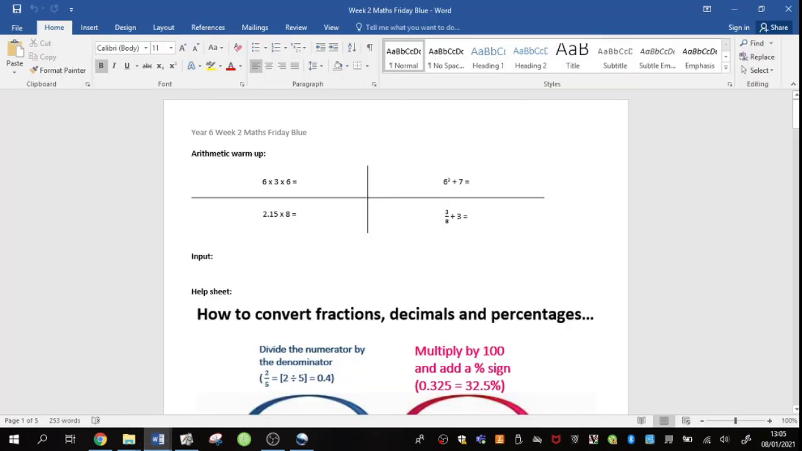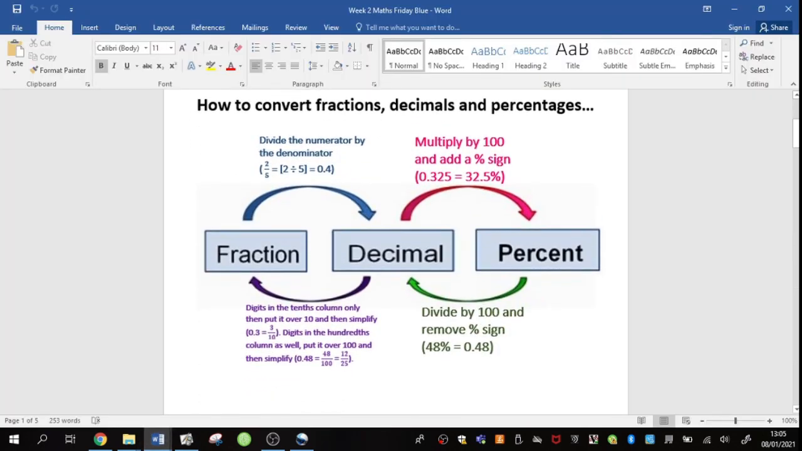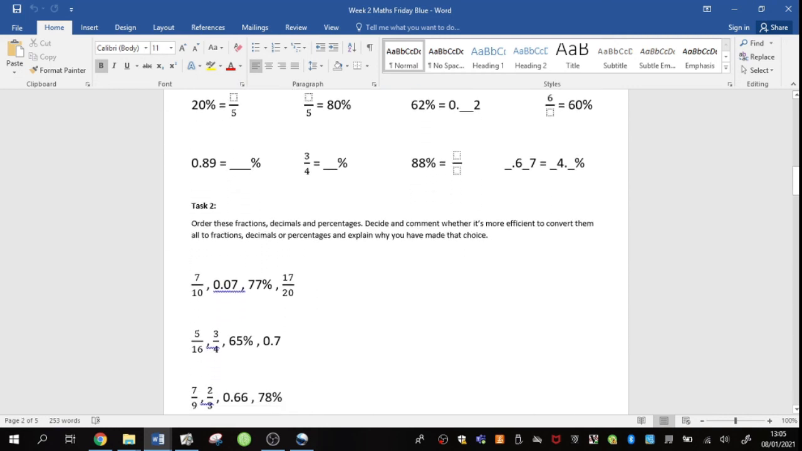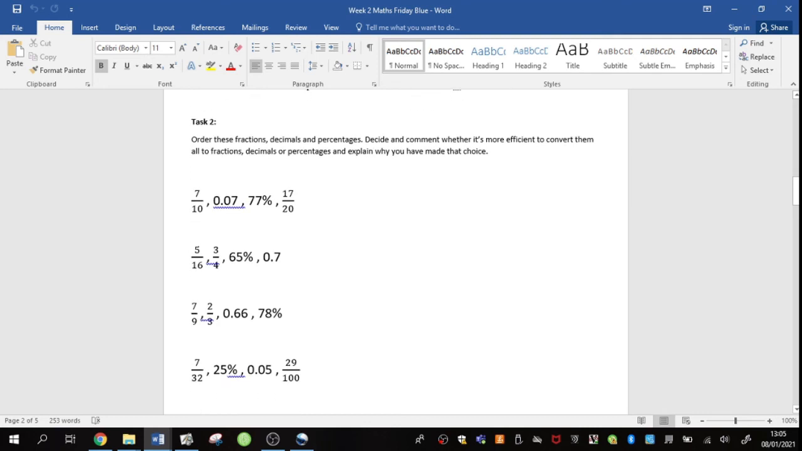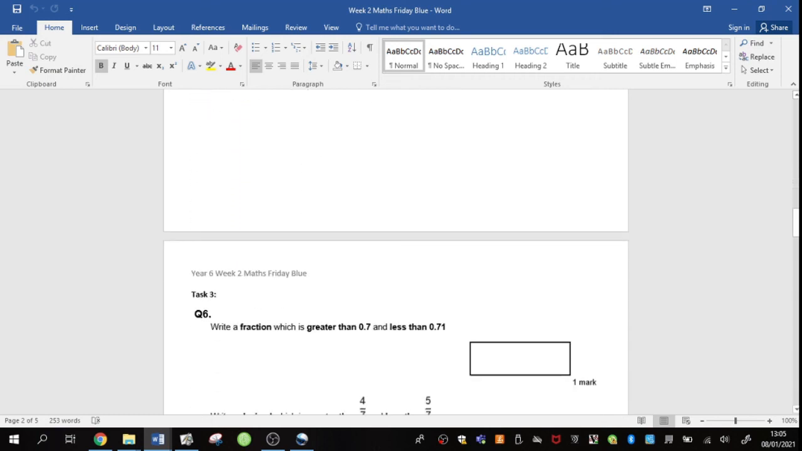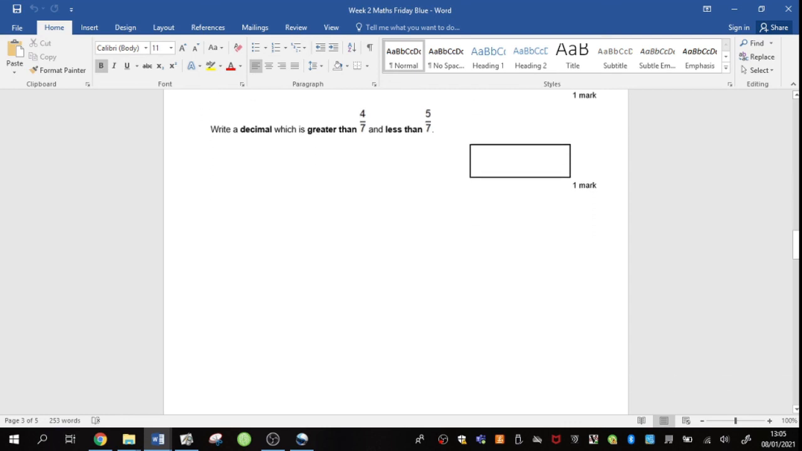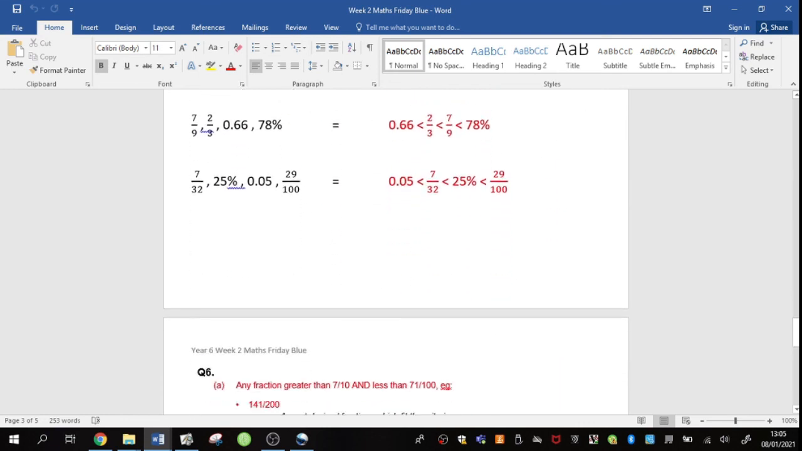Okay, your job today is to use the help sheet to fill in the missing digits, and then order these decimals, fractions and percentages, deciding and commenting whether it's more efficient to convert them all to fractions or to decimals or all to percentages this time, and explain why you have made that choice. Following that, there is a task 3, writing a fraction greater than 0.7 or less than 0.71, and writing a decimal that is greater than 4/7 and less than 5/7. Really going to test your knowledge on that one. As per usual, answers are below.